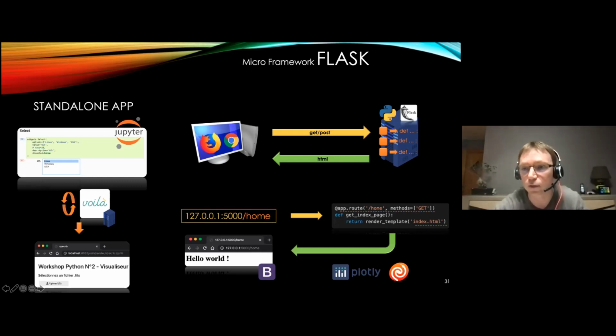So I have in the server, this server here, the app, that route /home, and it executes the function def get_index_page. In this function, I just return the function render_template, and it gives the client a web page, index.html.